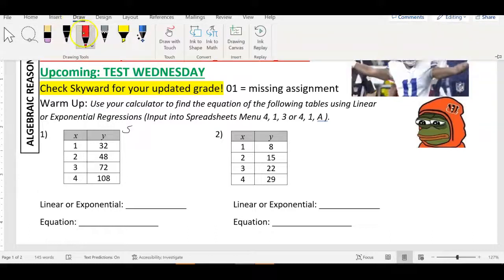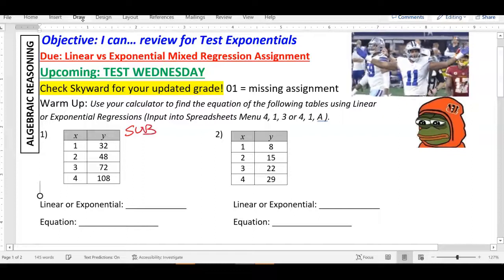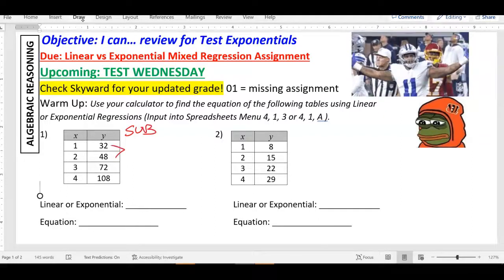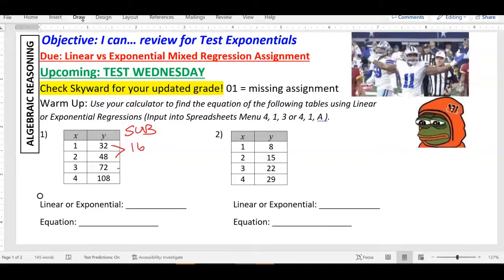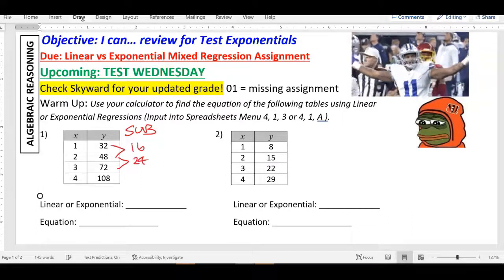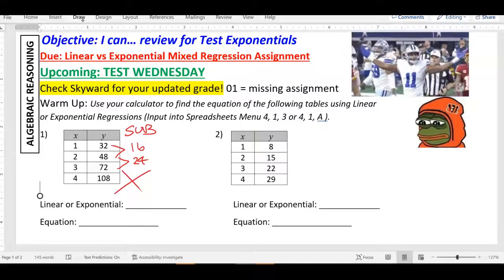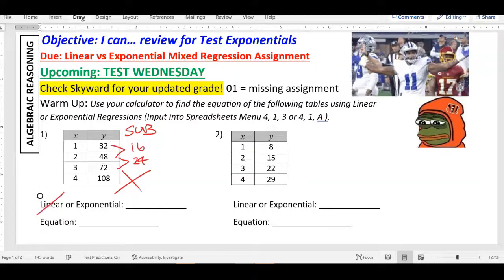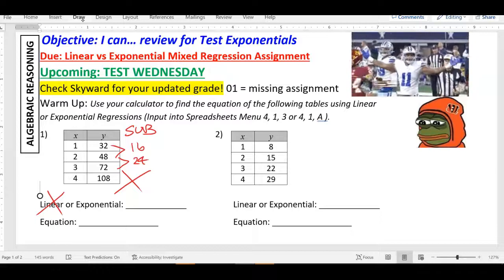And we always do bottom minus top. So 48 minus 32 is 16. 72 minus 48 is 24. And you can already tell it's not the same. So that means it's not what? It's not linear, okay? Now, before we say it's exponential, we want to divide, okay?